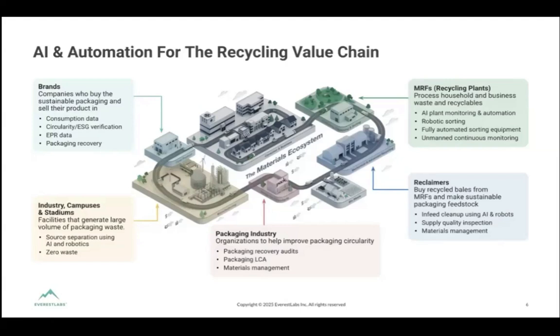And lastly, brands. Strategically placing our cameras and our AI across regions can provide really valuable data on product consumption, data for regulatory compliance, and overall huge insights into how circular and how recyclable these brands and their products actually are. Next slide, please.